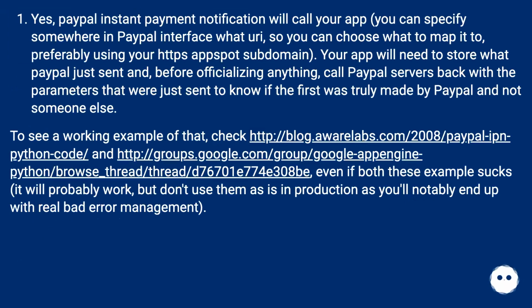Yes, PayPal instant payment notification will call your app. You can specify somewhere in PayPal interface what URI, so you can choose what to map it to, preferably using your HTTPS AppSpot subdomain. Your app will need to store what PayPal just sent and, before officializing anything, call PayPal servers back with the parameters that were just sent to know if the first was truly made by PayPal and not someone else. To see a working example of that, check this URL and this URL. Even if both these examples suck, it will probably work, but don't use them as is in production, as you'll notably end up with really bad error management.